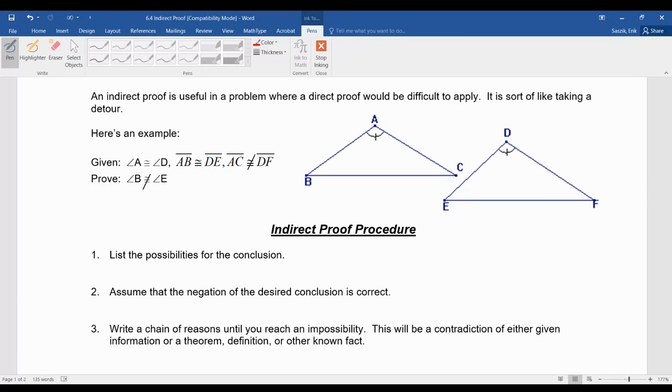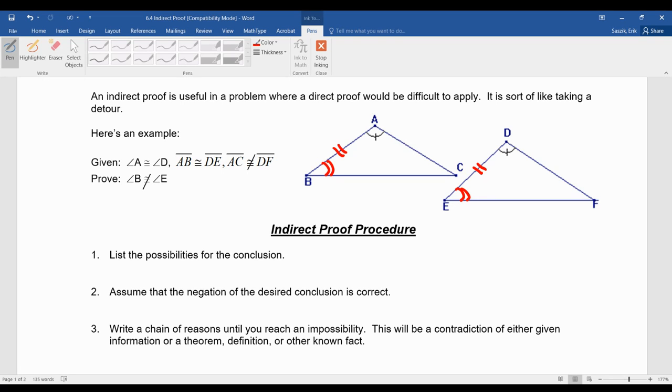So what we do in these indirect proof procedures is we assume the opposite of the conclusion. Here in this problem, we're going to assume that angle B is congruent to angle E. If we remember, we were given A congruent to D, we mark that. Let's mark AB congruent to DE. Now, if we assume that B is congruent to E, then we have congruent triangles based on ASA, right?